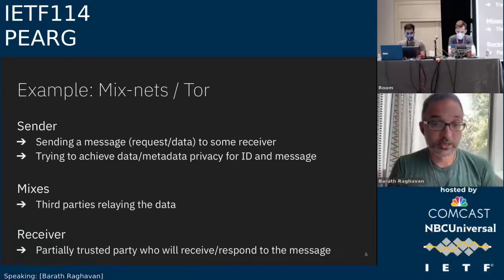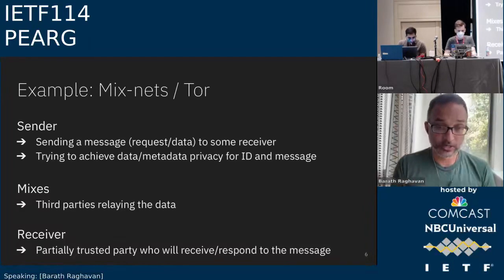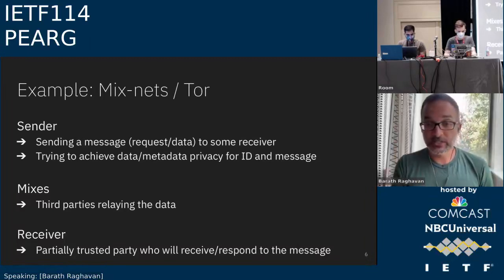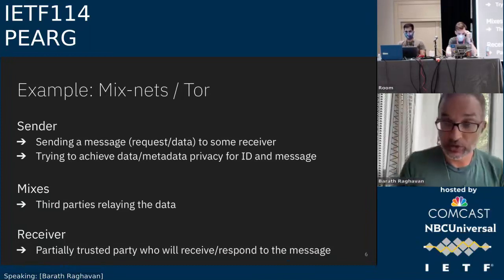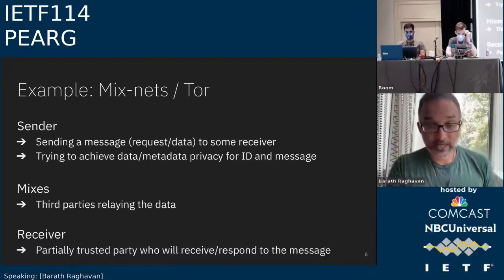So let's just look at something we all know, something like mixnets or Tor. In this context, we have some sender trying to send a message, some request or data, to some receiver over this network. They're trying to achieve some data or metadata privacy for their personal identifier and the message that they're sending. The mixes are third parties that are relaying the data. And then the receiver is a partially trusted party who will receive and respond to the message. So that's the setting that we have. We don't have to go into the specifics of a specific design for this analysis.